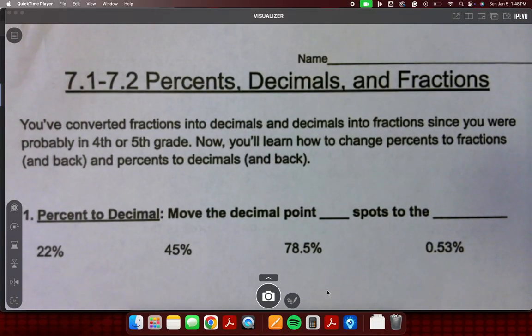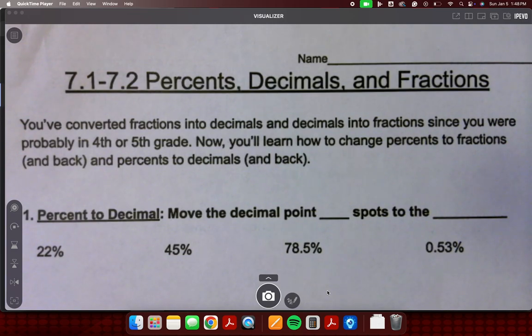Percents, decimals, and fractions. Our book does separate this into two different sections. One covers percents and decimals, the other covers percents and fractions. As far as notes, I combined it into one, but we'll still take a couple of days to practice this.